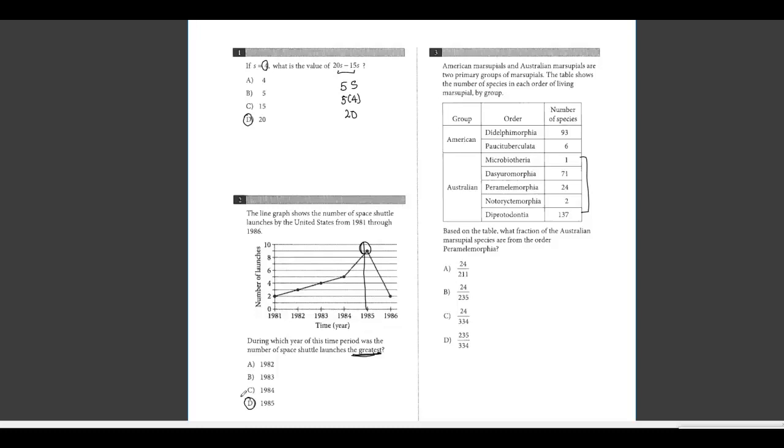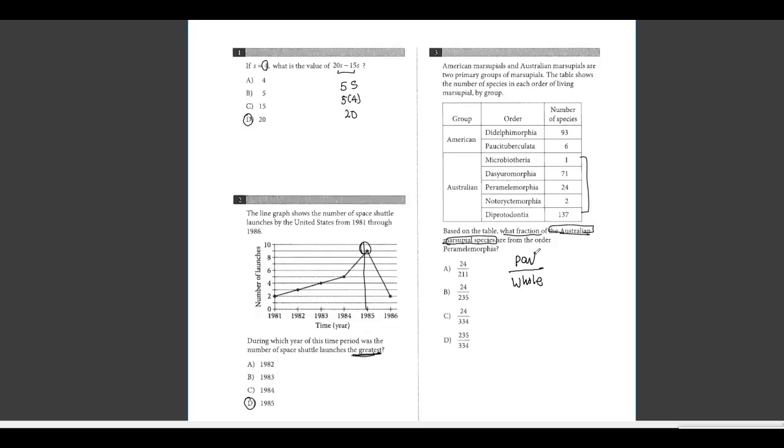Number 3, Australian marsupials. Two primary groups of marsupials. We have a table anyway. Now take a look, this is the question over here: what fraction of Australian marsupial species? This is a whole number. The fraction is what? Whole and to the what?